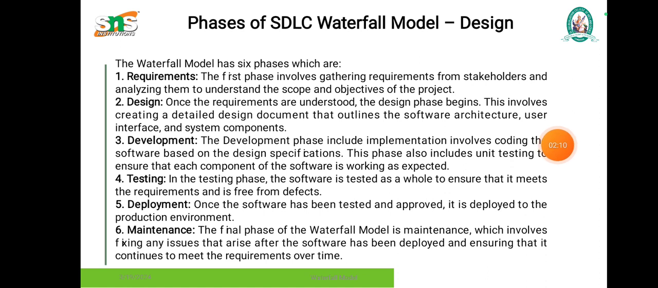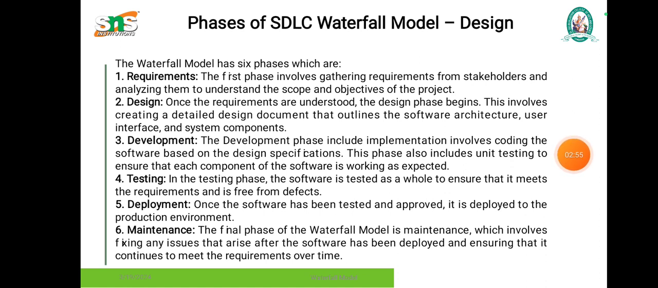And the second phase is design. Once the requirements are understood, the design phase begins, which involves creating a detailed design document that outlines the software architecture, user interface and system components. And the third phase is development. The development phase includes the implementation, which involves coding the software based on the design specification. This phase also includes unit testing to ensure that each component of the software is working as expected.